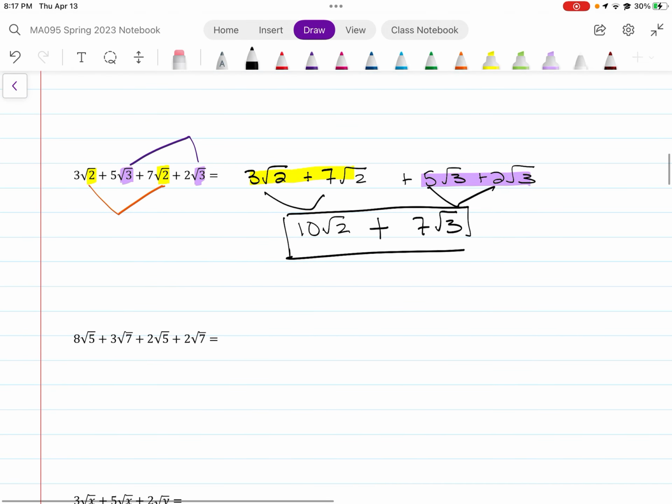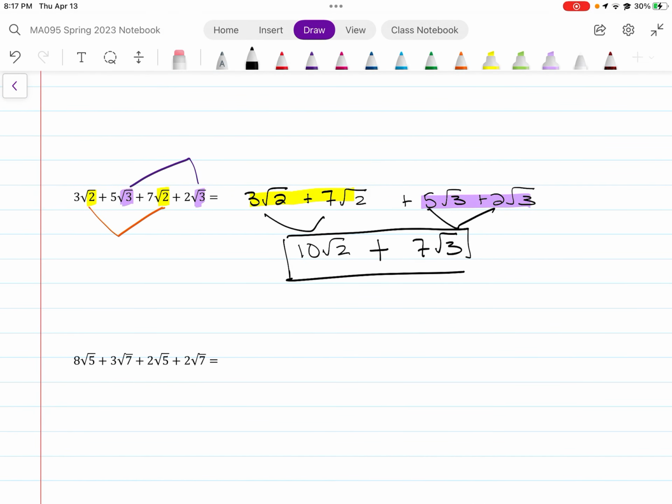All right, so you try that one. Pause the video and give it a try. All right, so we've got a square root of 5 here. We've got a square root of 7 here. We can't combine those, but we can combine the like terms. Okay, so these two can be combined, and the other two can be combined. So we've got 8 square root of 5 plus 2 square root of 5, that's 10 square root of 5. And then we got 3 square root of 7 plus 2 square root of 7, that's 5 square root of 7. So 8 plus 2 is 10, and then 3 plus 2 is 5, and we get that as our final answer. So that's as much as you can do, and you are done with that.